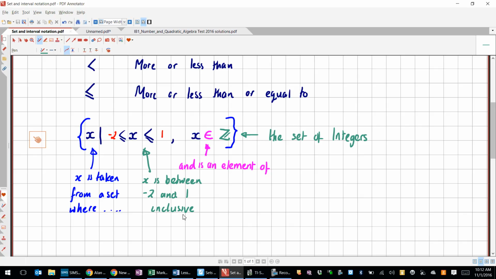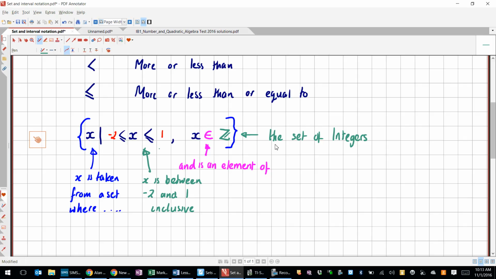Why have I written the inclusive bit there? Yeah, because it's the 'and equal to', so it's between -2 and 1, including -2 and 1. Then we've got this extra little bit here, which says X is also an element of this Z with a double line in the middle. And Z represents the set of integers. Does that make sense?